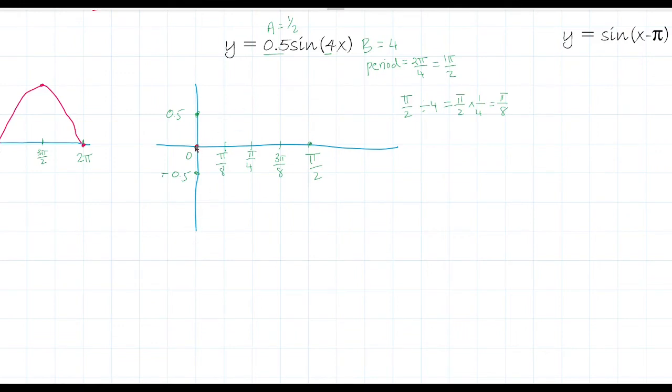All right, so let's mark that in. Again, it's a sine graph. So we're going to go from 0 up to the positive peak at pi on 8, then back to 0, then down to negative 0.5, and then back to 0 at pi on 2. And then we can draw it in.